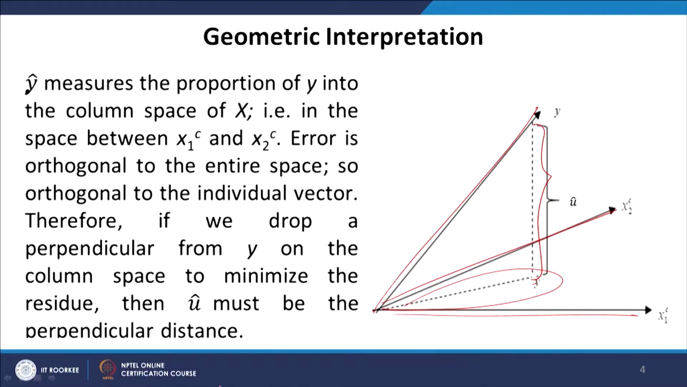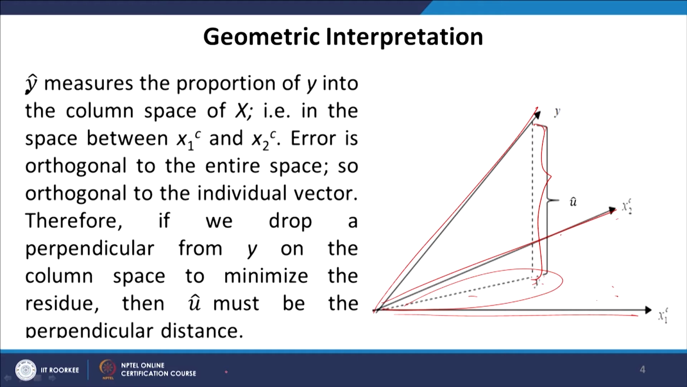The error, or the residuals, are orthogonal to the entire space, so orthogonal to the individual vectors. Therefore, if we drop a perpendicular from y on the column space to minimize the residual, then u hat must be the perpendicular distance, because u hat is perpendicular to the column space. This also implies that u hat is independent of the column space or the individual independent variables. This is how we interpret multiple regression analysis.